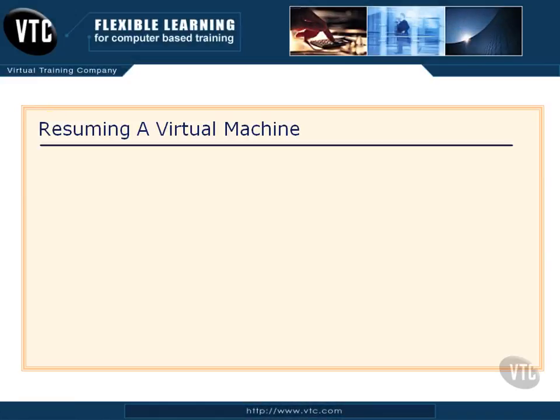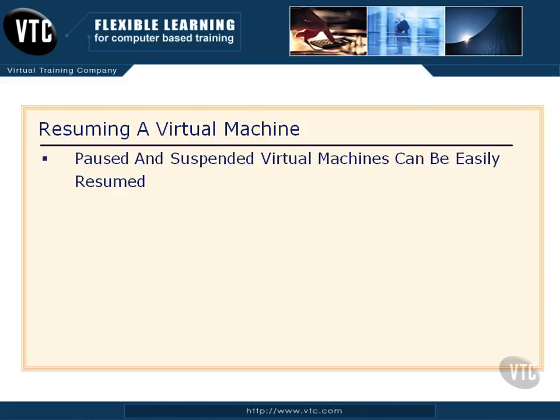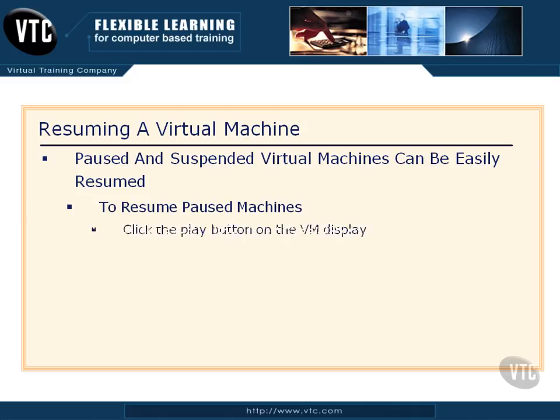Well, it just makes sense that anytime we stop or pause a machine, we might want to resume it at some point. And so let's talk about resuming a virtual machine. Once you've paused and suspended a machine, you can easily get it going again. To resume a paused machine, you're just going to click the play button. You'll see a little green triangular play button on the virtual machine display in Workstation, and I'll show you that in just a minute and demo that.